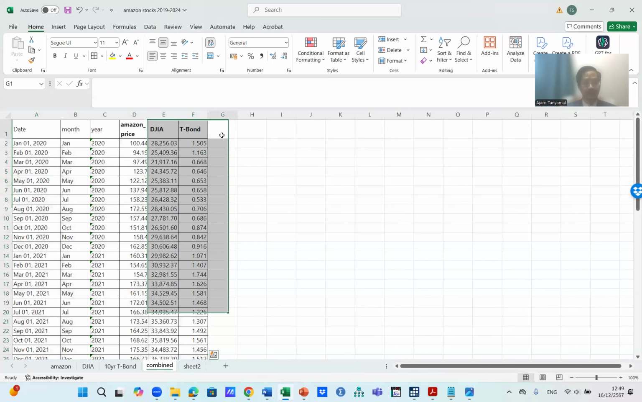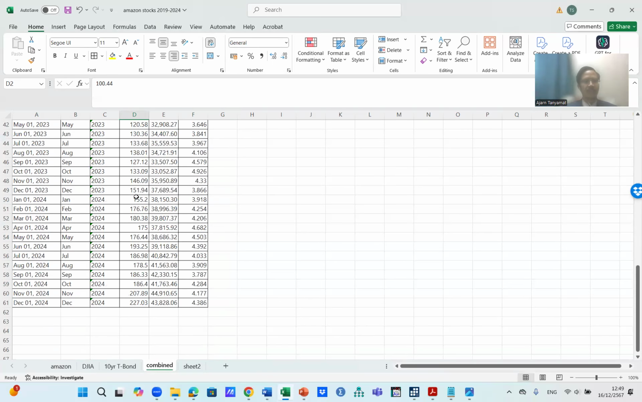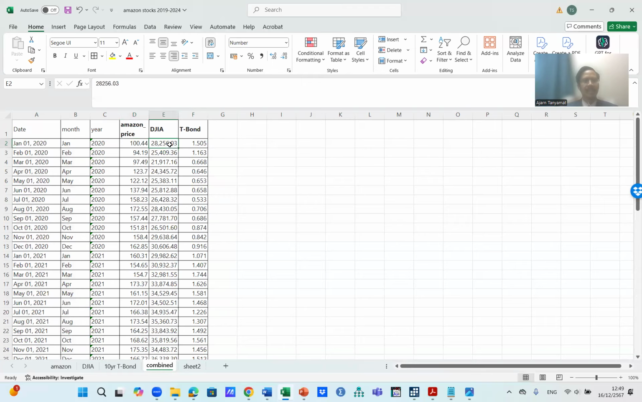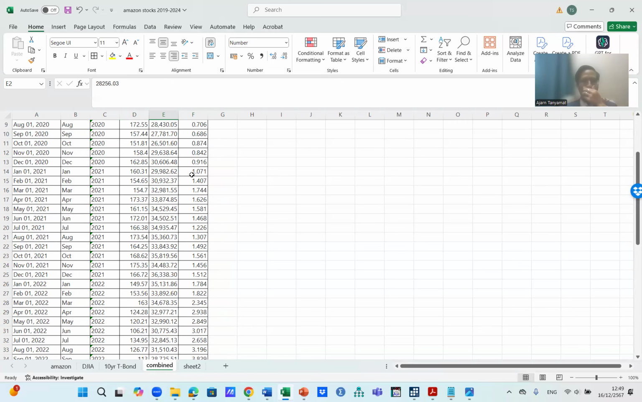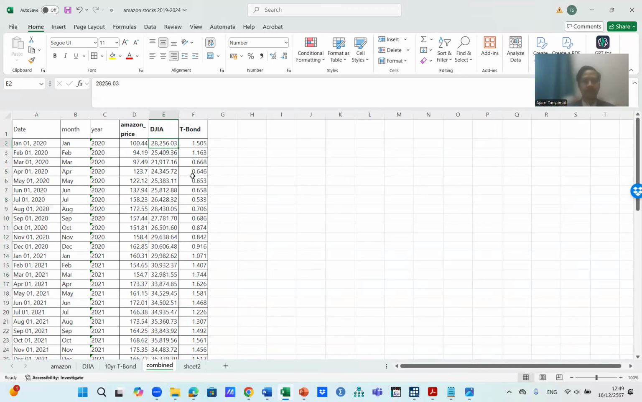Okay. However, if you take a look here, Amazon price is in the 100s. The unit is dollars. So the scale is about 100 to 500, I think, in this data set. But DJIA goes to 28,000, very huge. At the same time, T-bond goes like 1 to 2. Okay. So what I want to do is to scale them to make them easier to analyze visually, right? And easier to analyze even numerically. But the results will be equivalent to not scaling. So what I want to do is to scale them in such a way that they're easy to use.